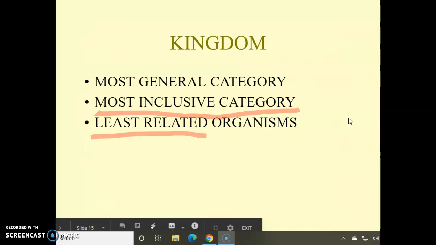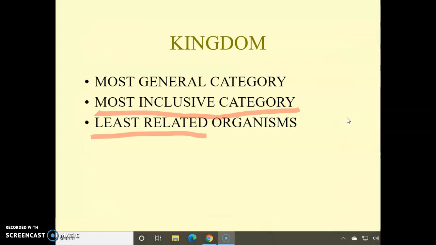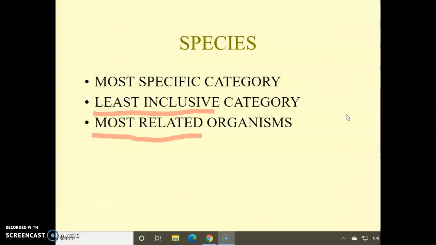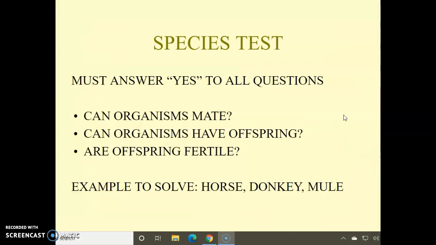So kingdom, again, is the most general, it's the least inclusive, and it's the least related organisms. We would be in the same kingdom as fish, dolphin, monkeys, dogs, several different things. Think of any animal is what kingdom we would be in. And species is the most specific. Only humans are in our species. We're the most relative. And we will do a lesson about the species test that's coming up in another day or so.